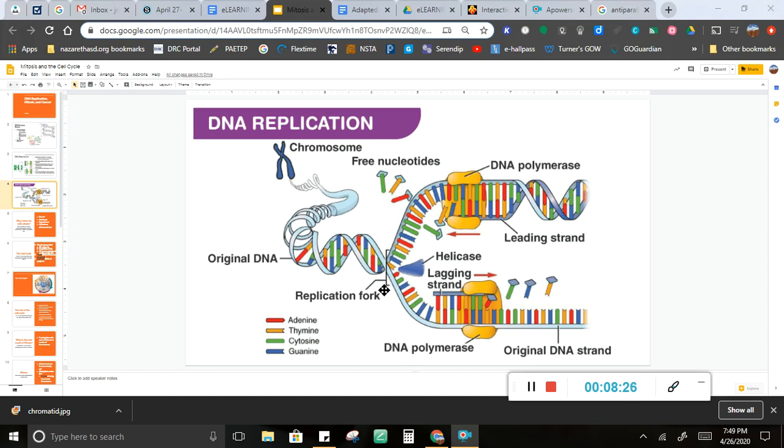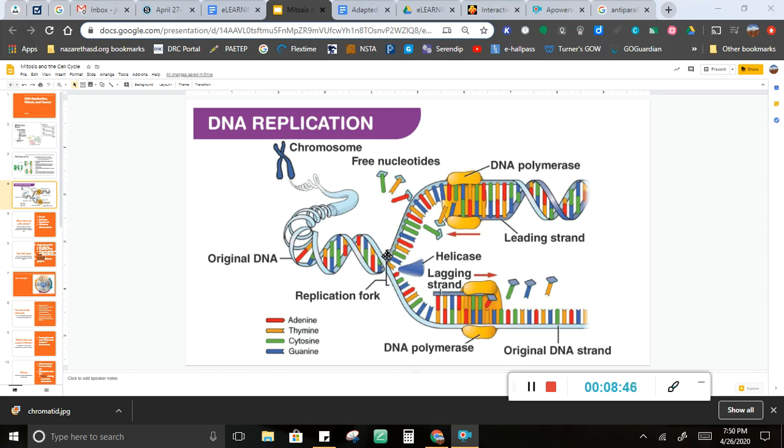So we have a special enzyme. That enzyme is helicase. Remember ASE, our ending for enzymes? There it is, so helicase. The job of helicase is to unzip DNA. And the space where that unzipping takes place is called the replication fork.